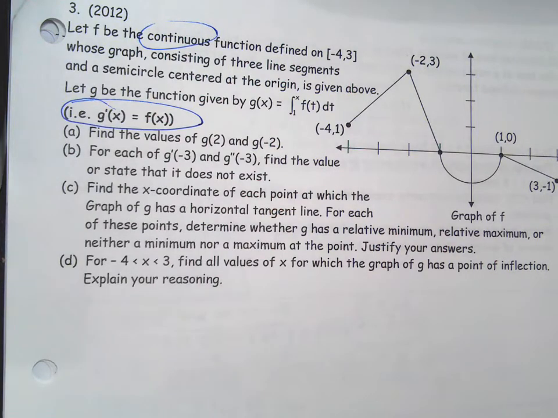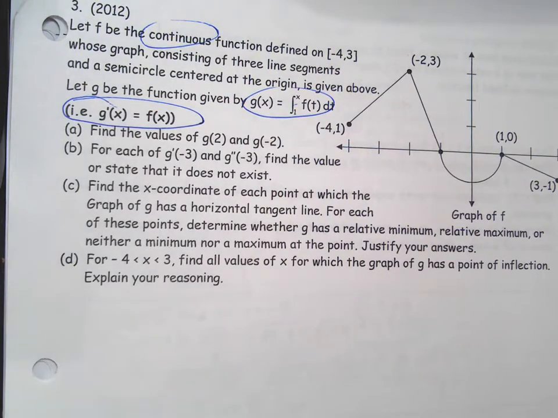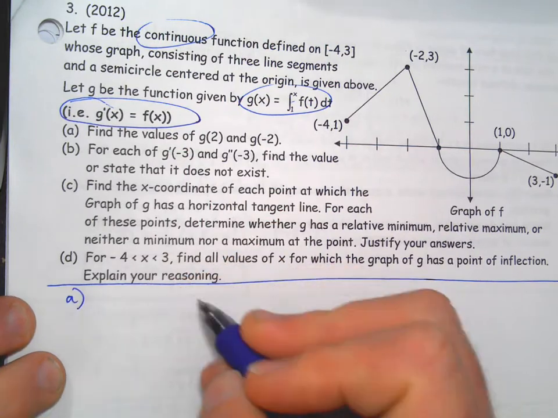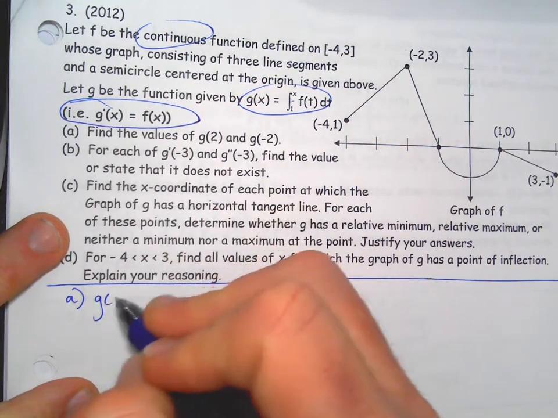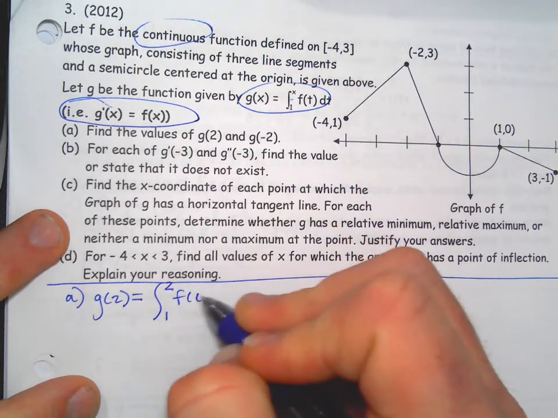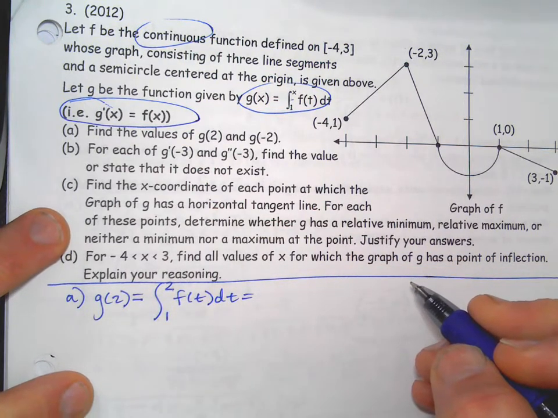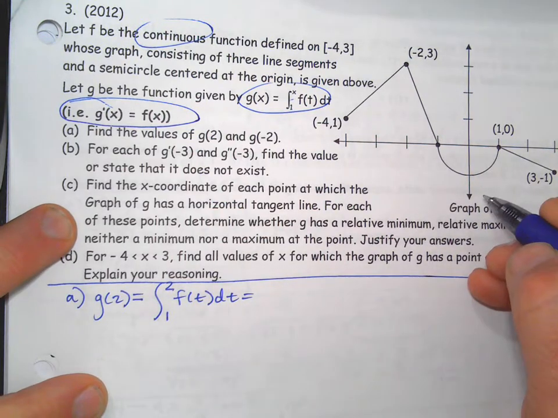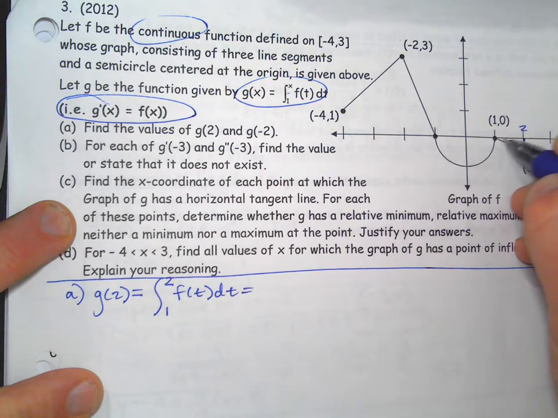But then they say let g be the function, where g is the integral of f. And it says find the values of g of 2 and g of negative 2. Well, for g of 2, we plug a 2 in up here. And one way to interpret integrals is that they're the area under a curve, between the curve and the x-axis of the graph. And so from 1 to 2, it's just this little chunk right here. We're just trying to find that area.